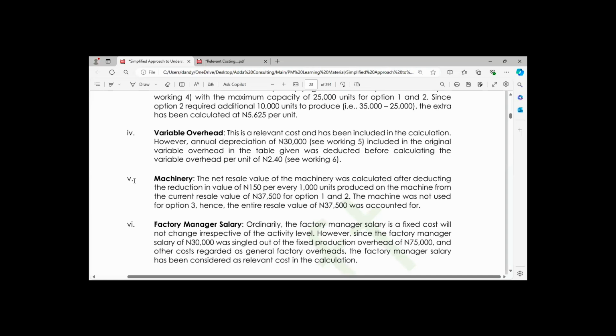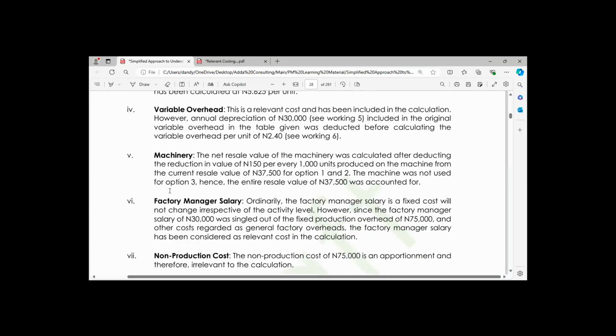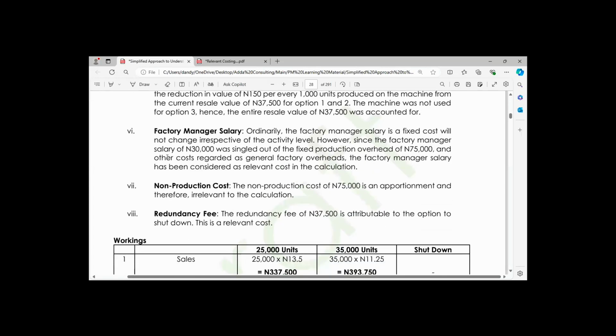Then number 5, assumption, machinery. The net realizable value of the machinery was calculated after deducting the reduction in value of 115 naira per every 1,000 units produced on the machine from the current realizable value of 37,500 for option 1 and 2. The machine was not used for option 3, hence the entire realizable value of 37,500 was included.